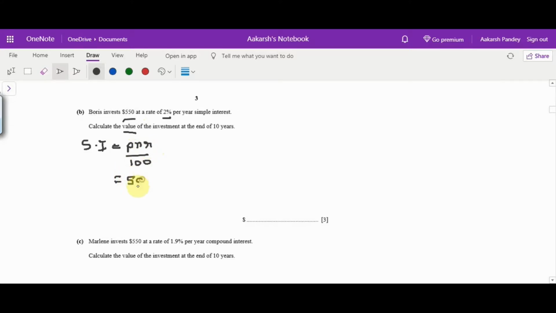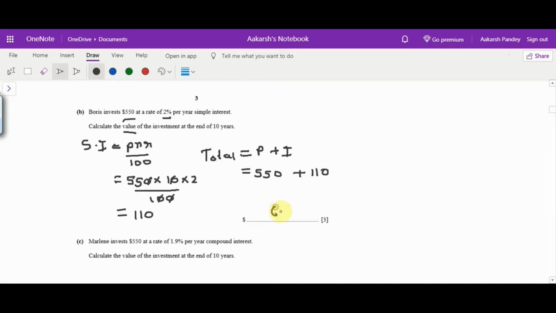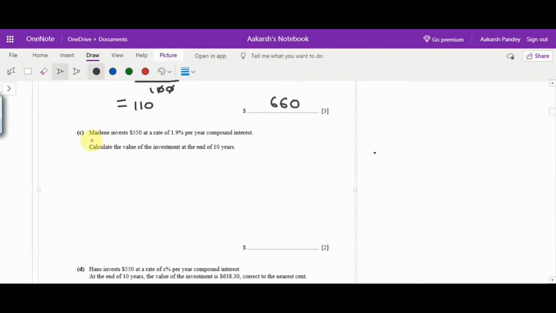So it is 550 times 10 times 2 by 100. Let's just cancel these two zeros, and my interest comes out to be $110. So my total is principal plus the interest. So my principal was 550. I get an interest of 110. Total value is 660.